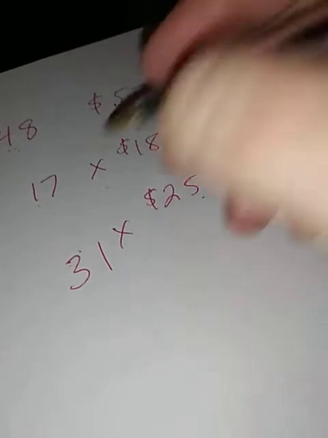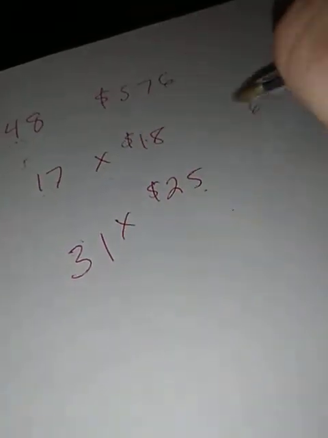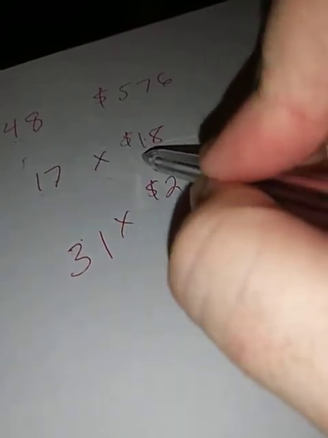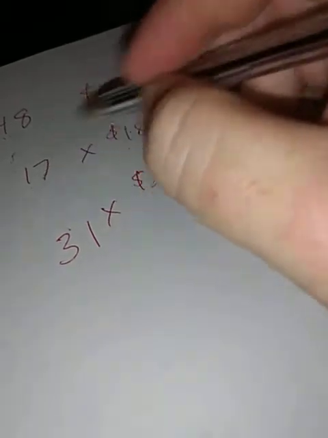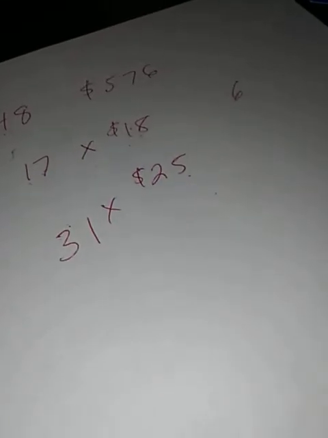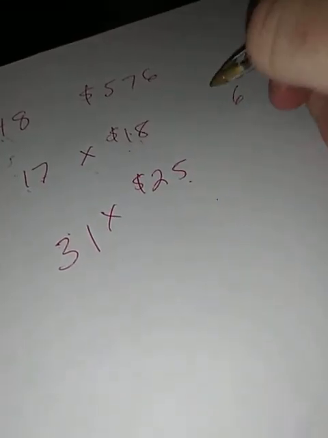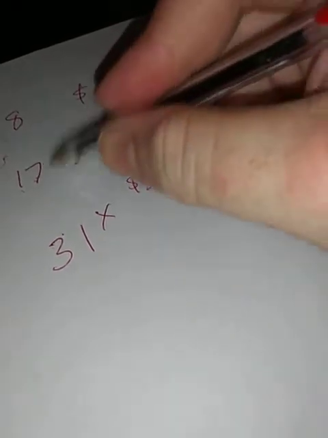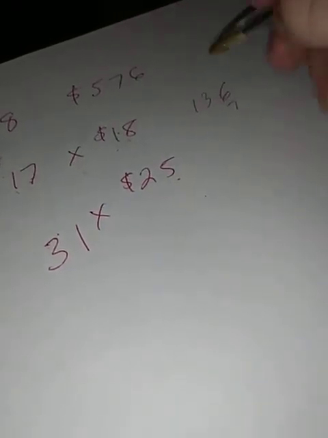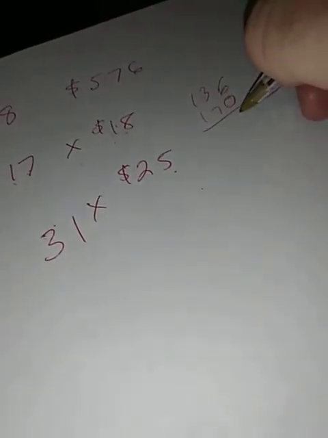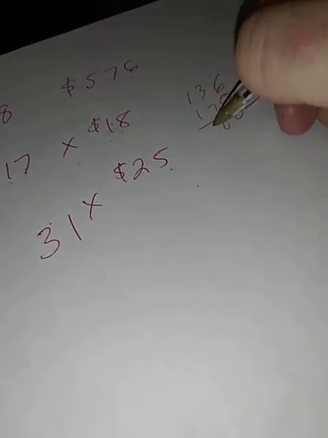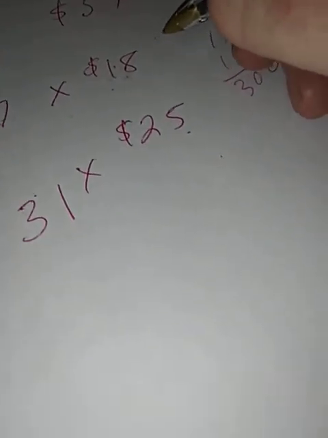8 times 7 is 56. Carry the 5. 8 times 1 is 8, plus the 5 is 13. Then 1 times 7 is 7, and 1 times 1 is 1. That's going to be 306. So he sold these for 306. A little messy here, going quick.